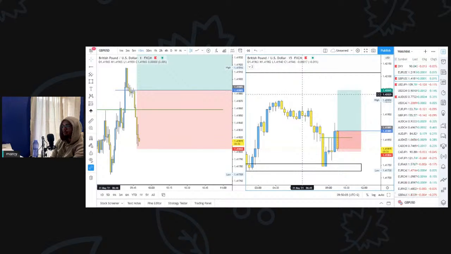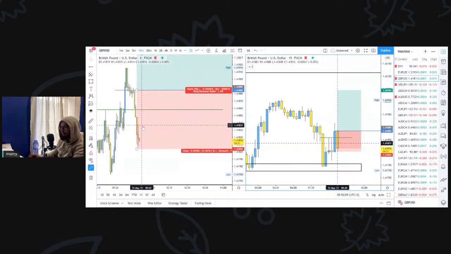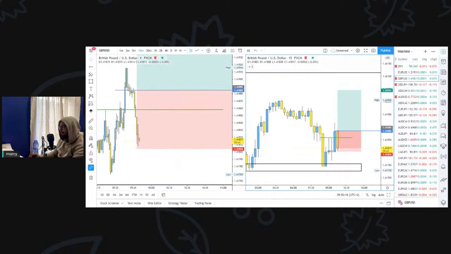Like a morning star or something. So I need the high of this last 1 minute candle to be taken out with a bullish candle, and once that happens, I can then start to look at placing the trade. Let me see. GBP USD.